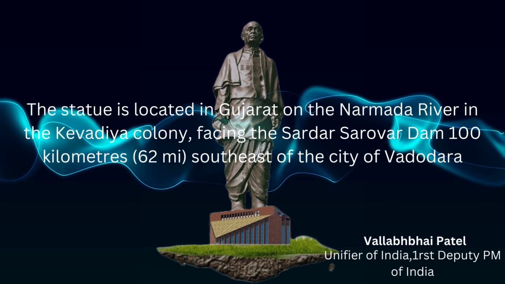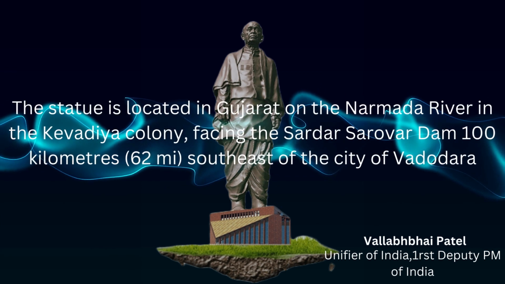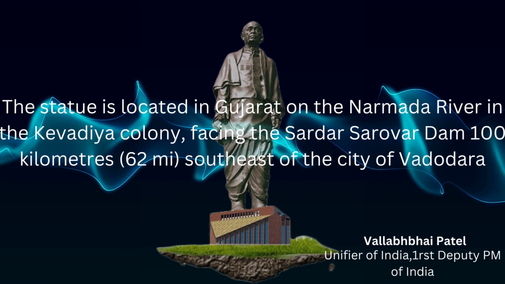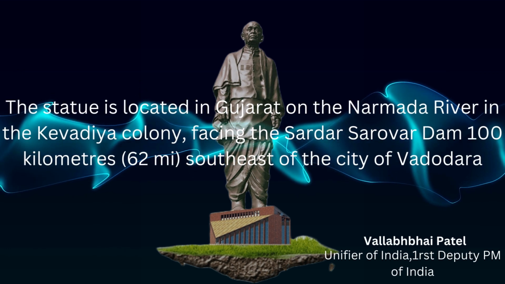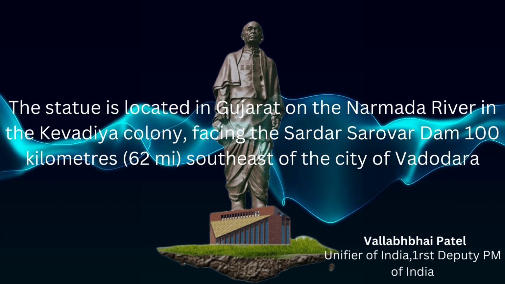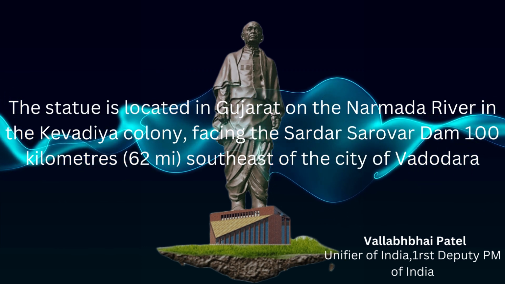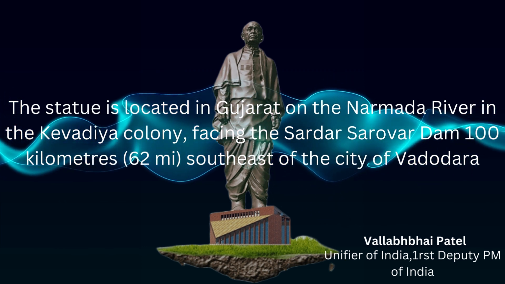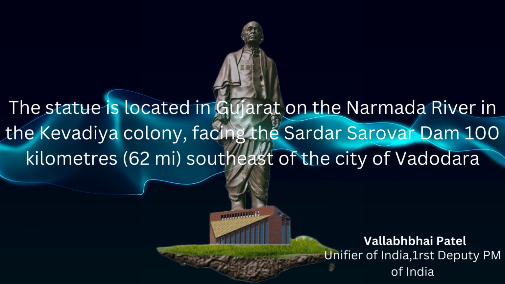India. The statue is located in Gujarat on the Narmada River in the Kevadia colony, facing the Sardar Sarovar Dam 100 kilometers, 62 miles, southeast of the city of Vadodara.